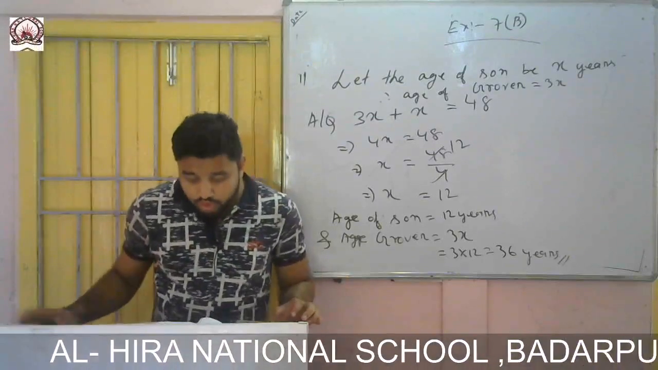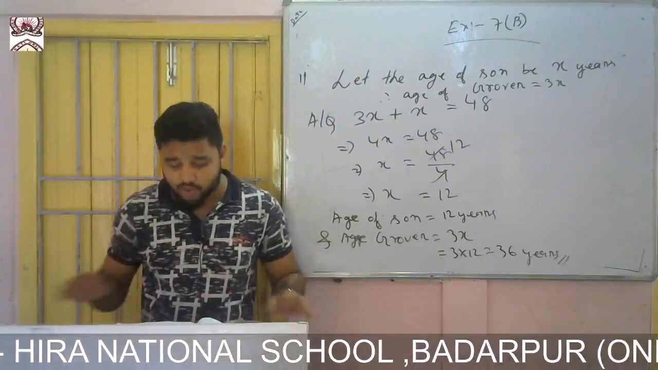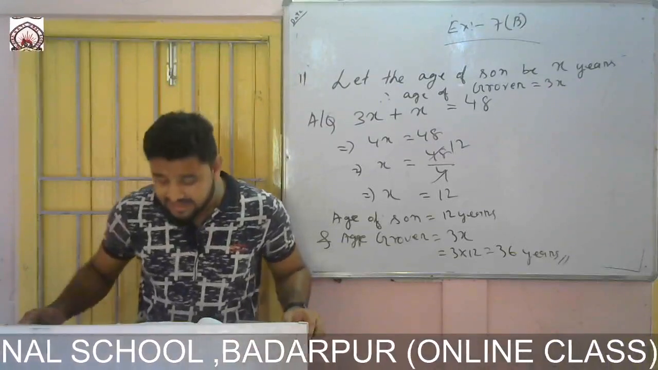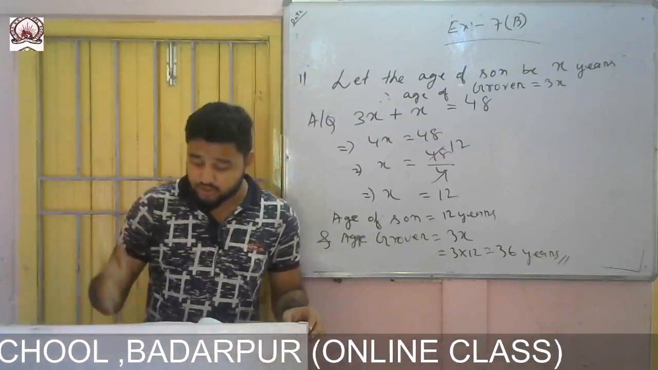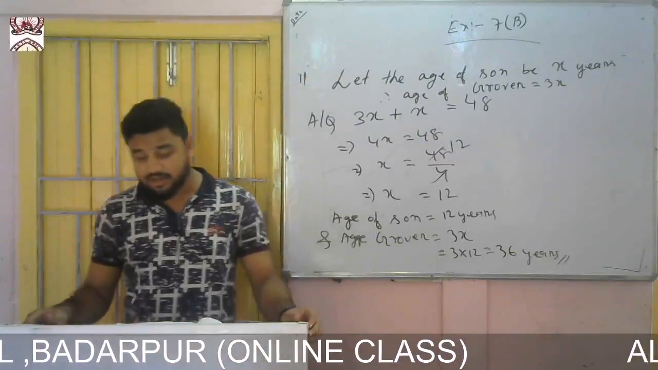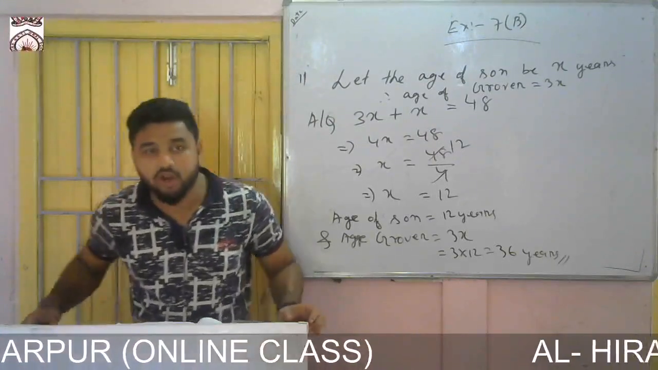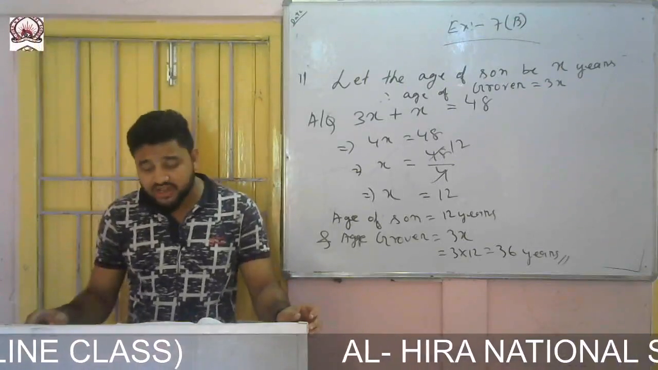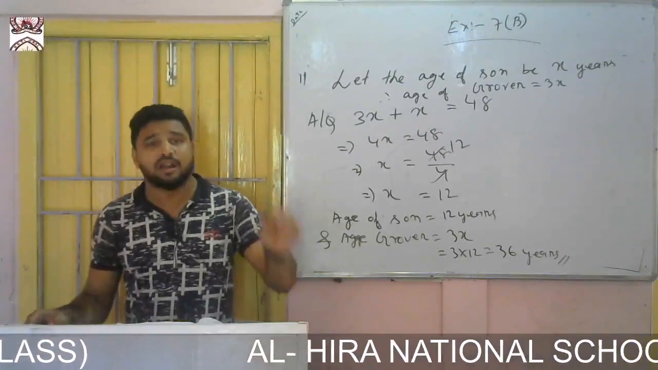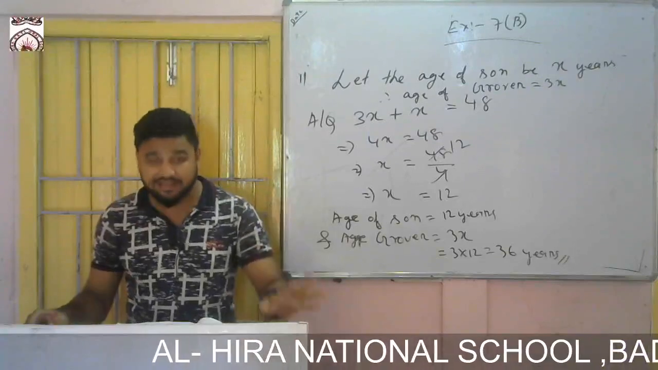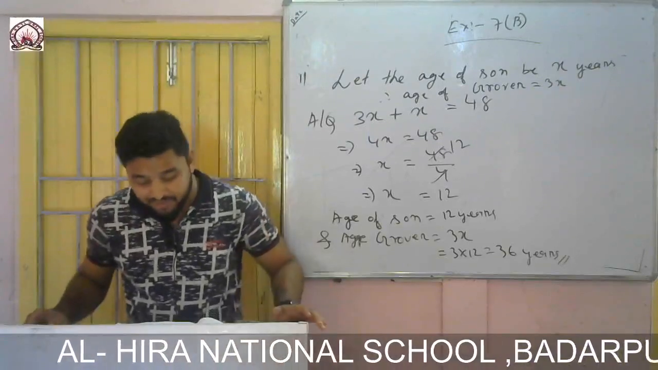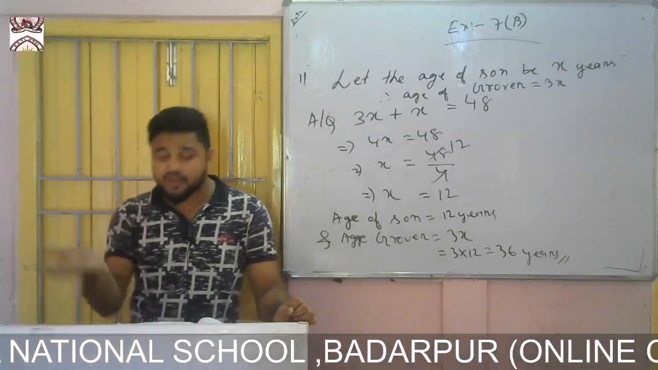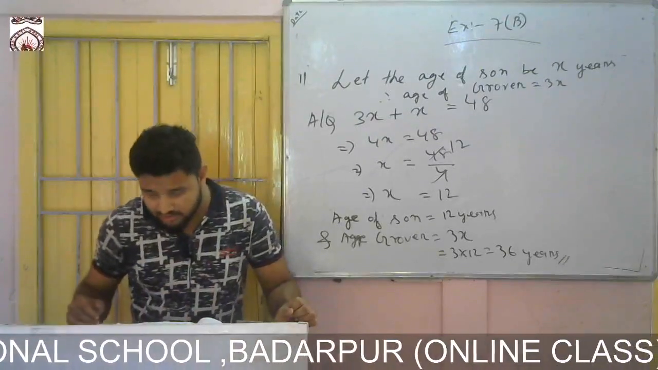Sunil is 48 years old. He is 7 years less than 5 times his daughter's age. What is his daughter's age? That means we need to find the age of his daughter. In the question it is said that Sunil is 48 years old. It is given. The age of Sunil is given.